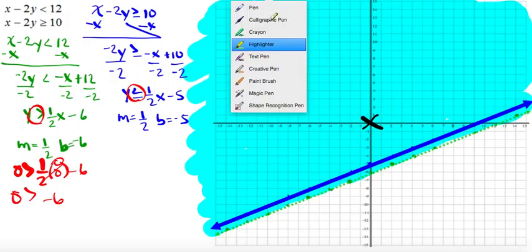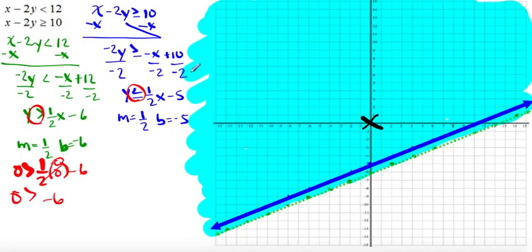Alright, I have to do the same thing with the blue line, so now I plug in the point 0, 0, so I have 0 is less than or equal to 1/2 times 0 minus 5. This becomes a 0, so I have 0 is less than or equal to negative 5. And 0 is not less than or equal to negative 5, so I have to shade everything below the blue line.